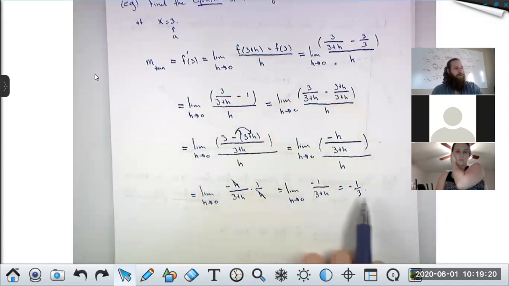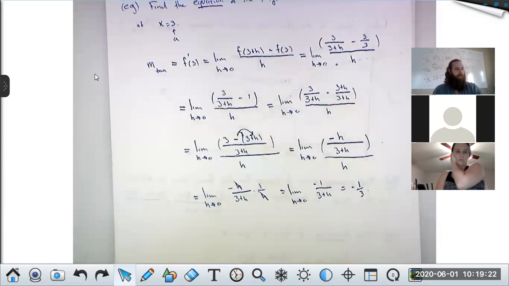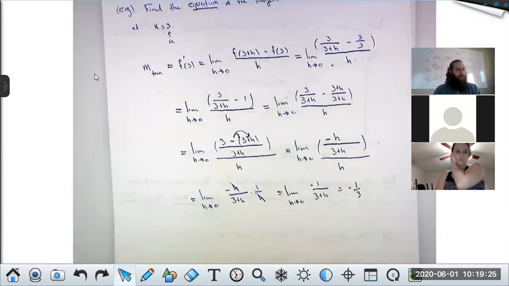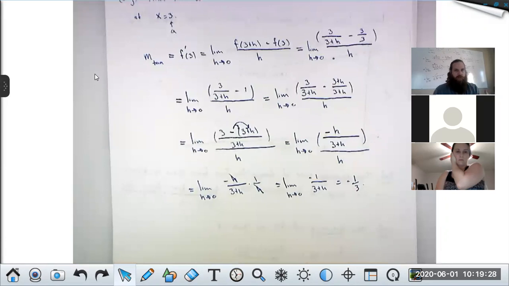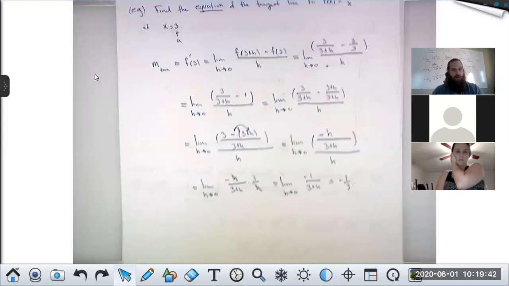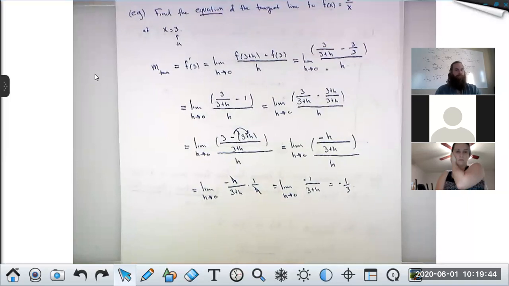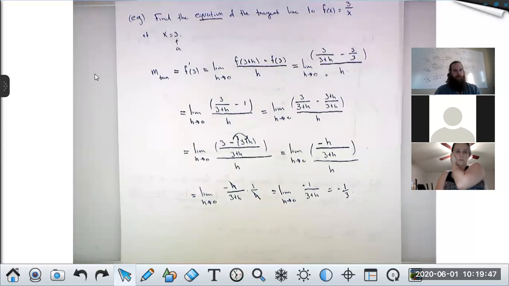And just keep everything nice and organized. What is this thing that we just found? It's f prime of 3. It's the slope of the tangent line. Keeping your work organized will allow you to stay strategic. It'll allow you to keep in mind what it is you're trying to do. So what else should I do? I want the equation of the tangent line. I now have the slope of the tangent line. What else do I need? If I want to write down the equation of a line, any line, I need the slope and what else?